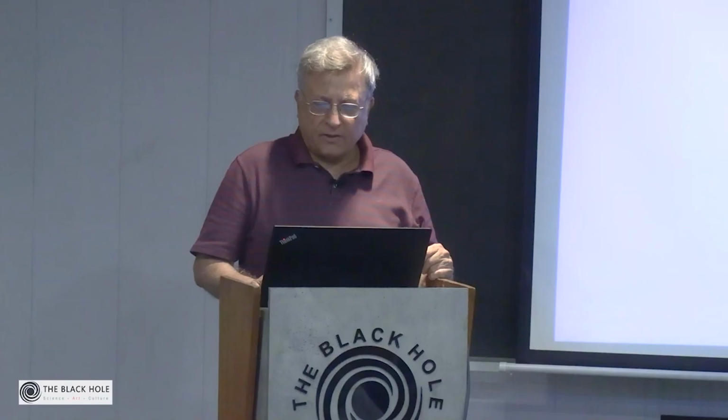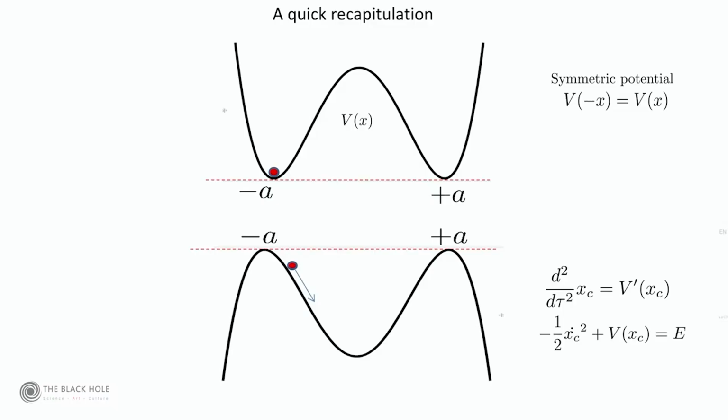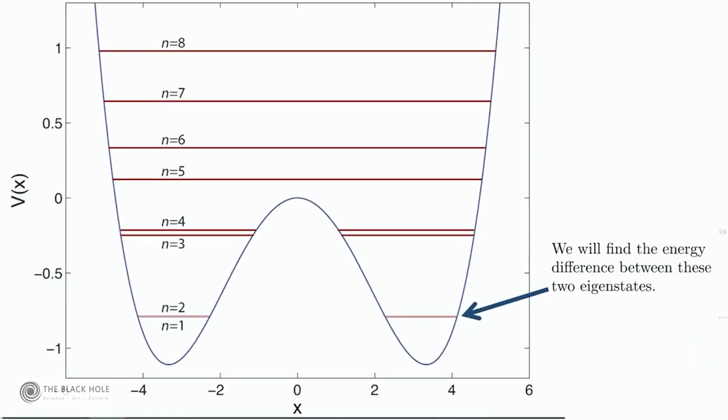This is a very quick recapitulation. Here is a symmetric potential, the equation of motion which follows from the Lagrangian. Here is the total energy, and notice over here that the energy is the kinetic energy in imaginary time. So this comes with a negative sign to it, and this quantity over here does not change with time, it is conserved. So that's just a quick reminder.